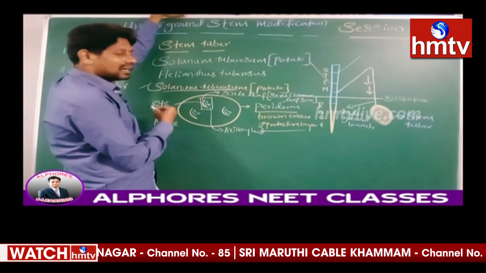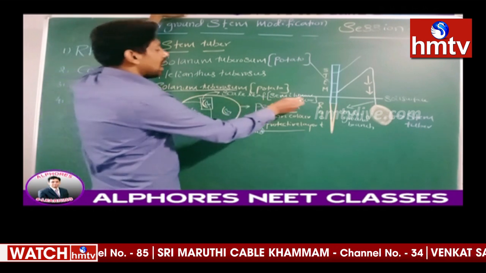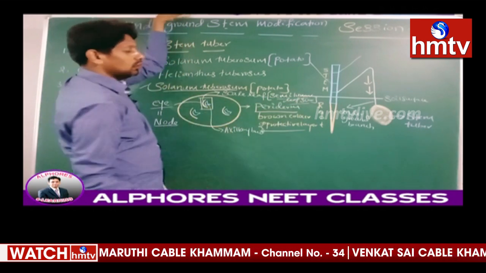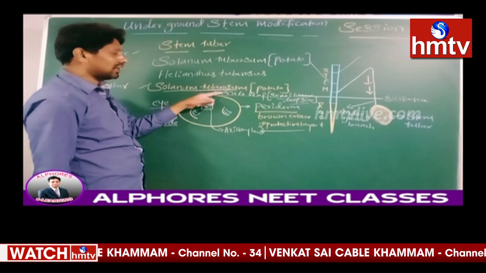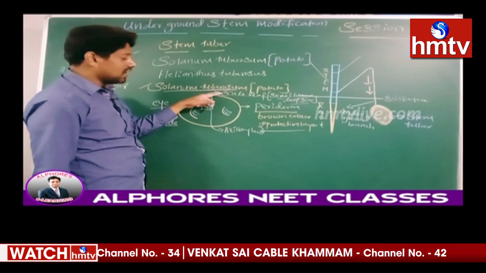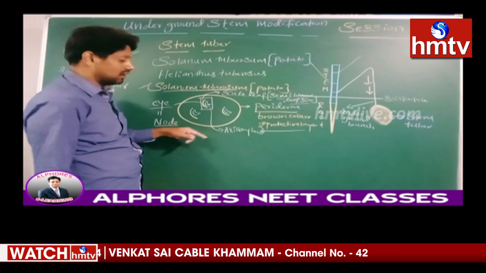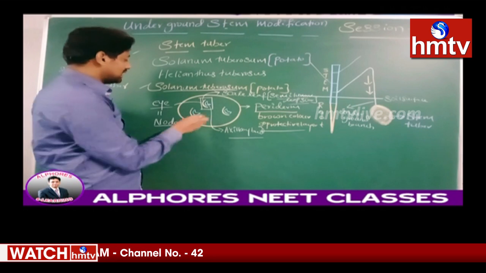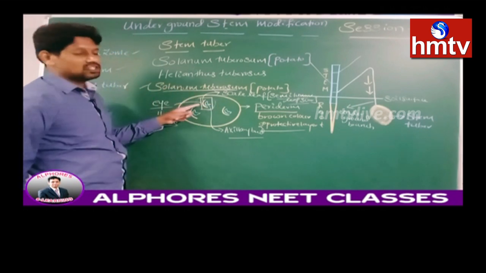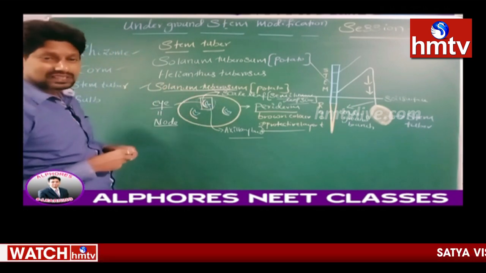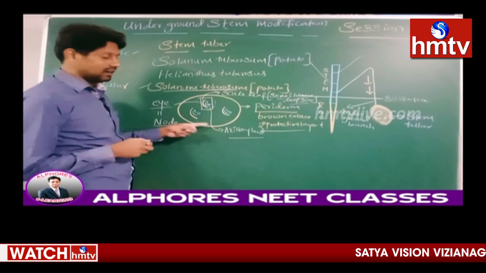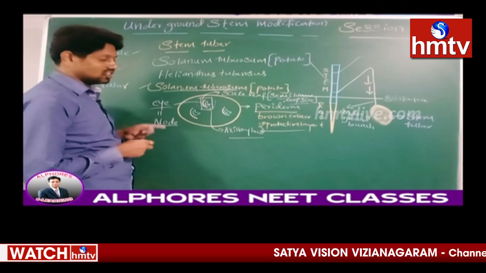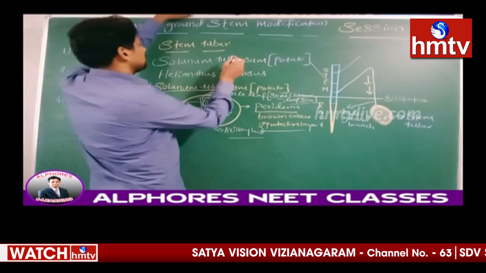Sir, each eye contains what? A semi-lunar leaf scar, which actually represents a scale leaf. And what more does it contain? Axillary bud. Due to the presence of axillary bud, these eyes are used for vegetative propagation. Due to the presence of which bud, sir? Axillary bud. What are used for vegetative propagation? Eyes are used for vegetative propagation.